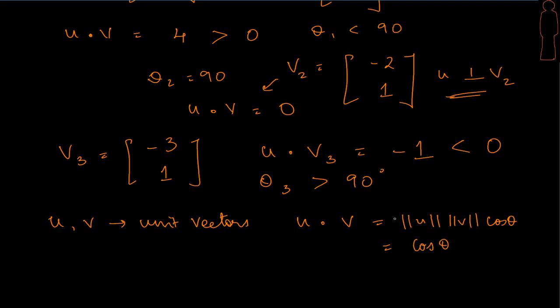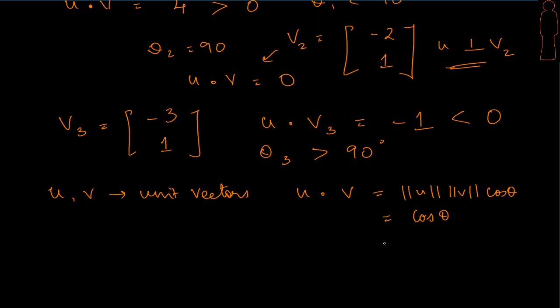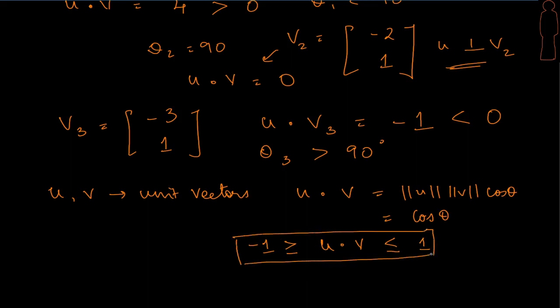Okay. And remember, when we drew the cos graph, we saw that cos theta can never go higher than 1, right? Since this is equal to cos theta, the dot product of two unit vectors is always going to be less than or equal to 1 and must be greater than or equal to minus 1, right? So you see another very important fact that's coming through.